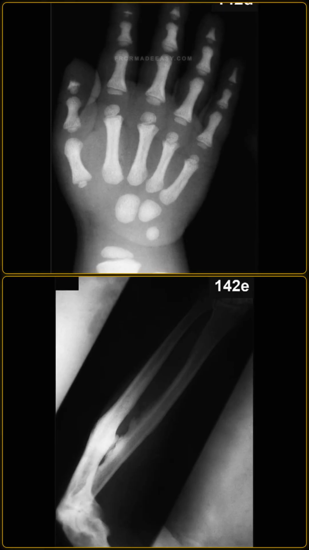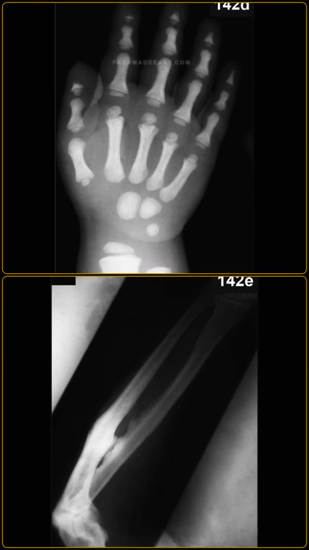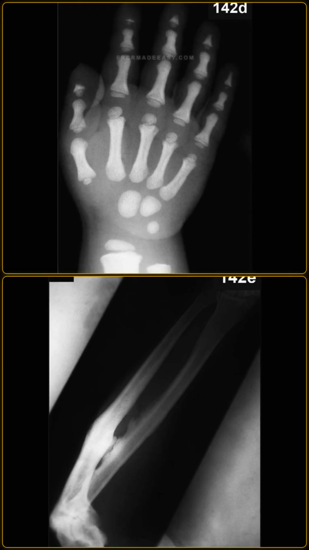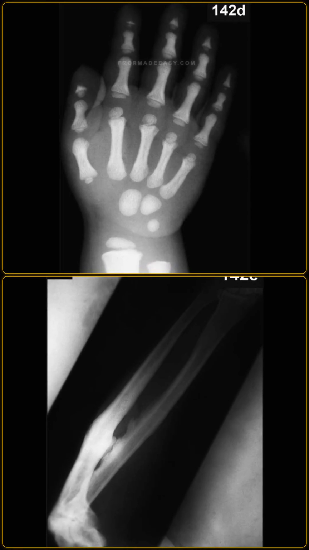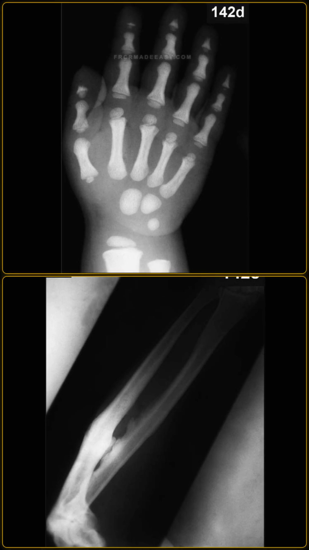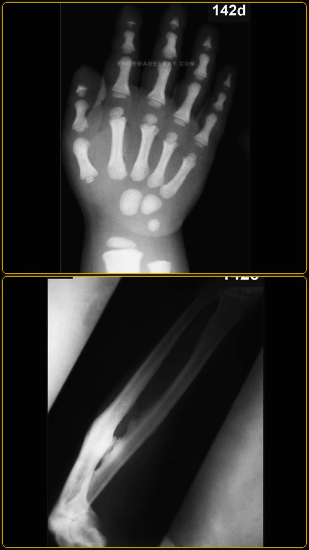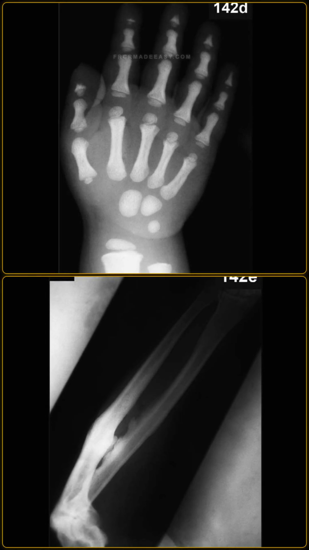The hand radiograph in the third image demonstrates generalized osteosclerosis and pointed distal phalanges, which is a classic feature of pyknodysostosis. The fourth image shows a forearm radiograph with diffuse sclerosis and prominent calcification of the interosseous membrane and ligamentous insertions, pathognomonic for fluorosis.